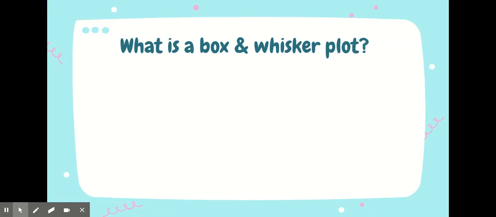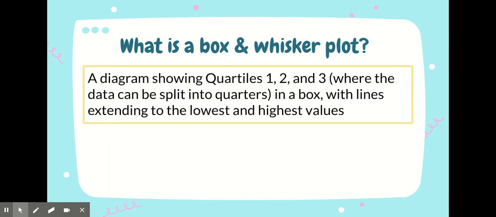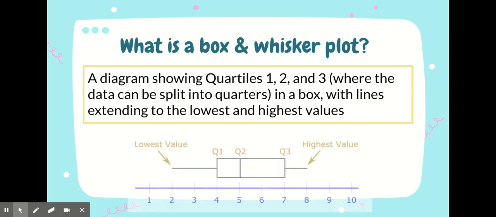We're going to move on to looking at a box and whisker plot. It gets its name because it looks like a box with 2 whiskers. It is a diagram showing quartiles 1, 2, and 3, where the data can be split into quarters, or quartiles, in a box with lines extending to the lowest and highest values. Here is an example. We have a box with a whisker on each side. We have the lowest value, Q1, Q2, and Q3 are our quartiles, and our highest value. Q2 is also representative of our median.